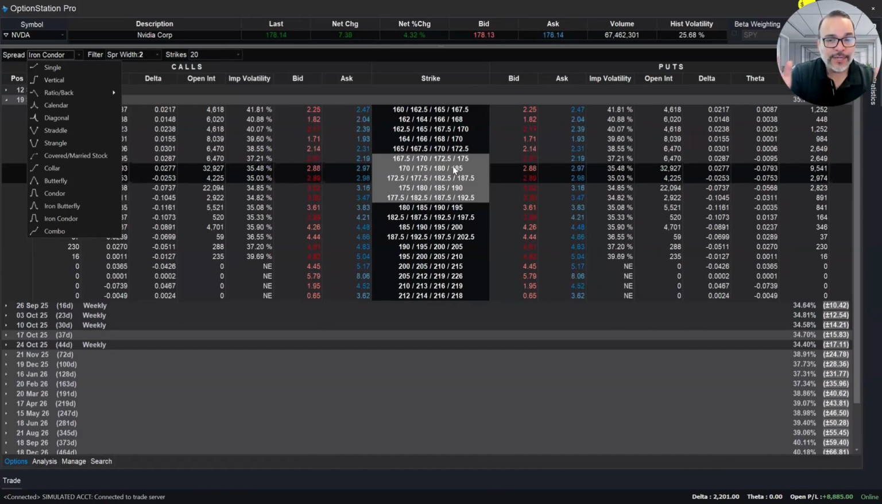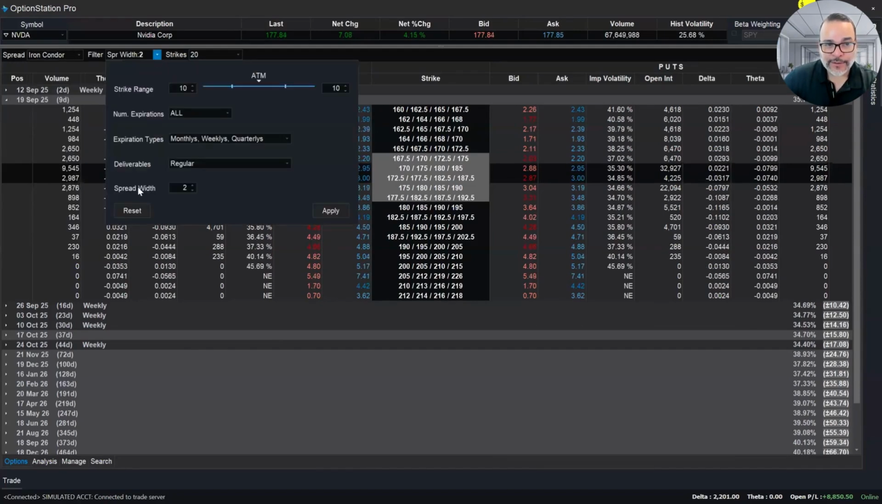If you wanted to increase the width between those strikes, you can definitely do that. And the way to do that is using the filter dropdown. There's a setting here called the spread width. Right now it's set to 2, so it's going to skip a strike price in between. That is why I see the 170, 175. I don't see the 170, 172.5, because it's skipping that strike price in between.